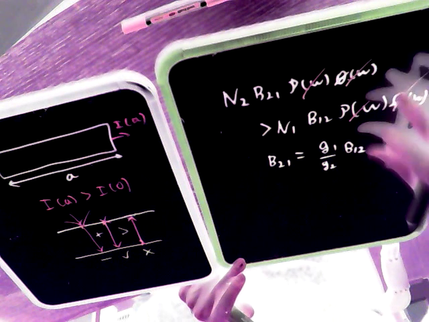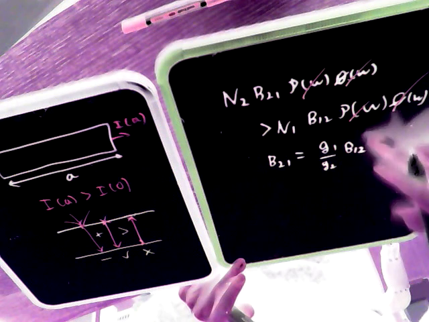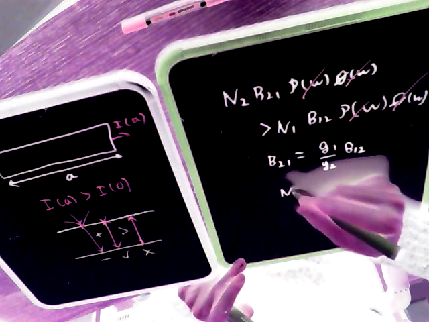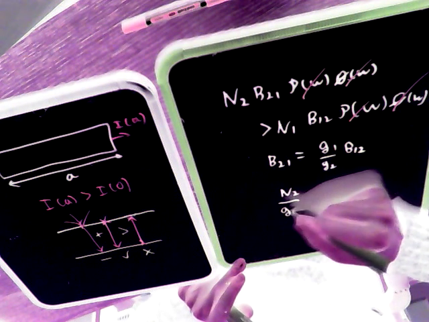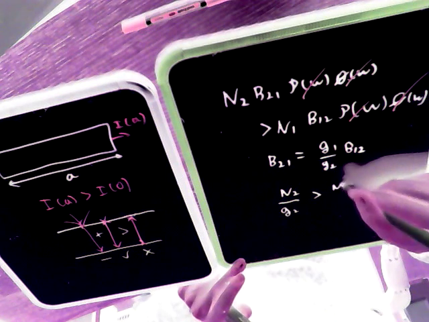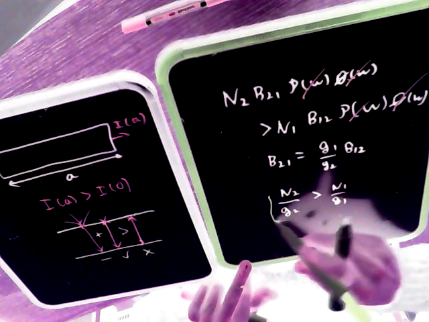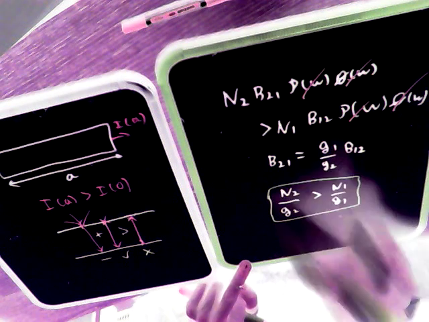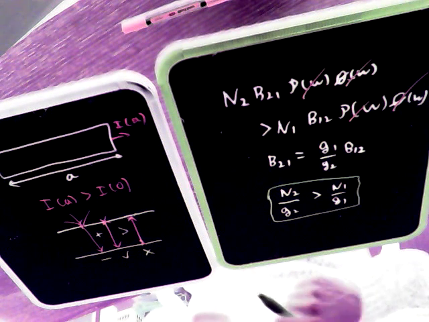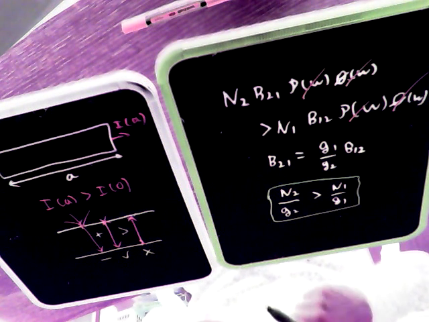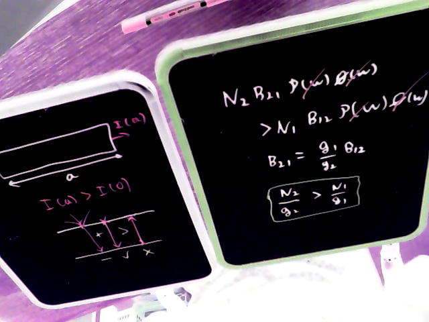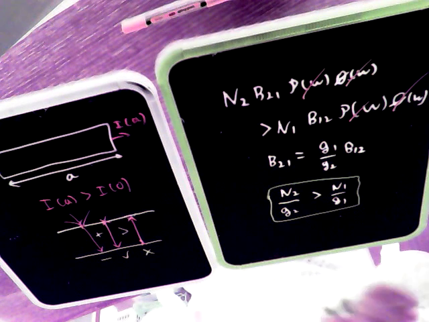If we sub this into here and divide through by G1 over B12, we get that N2 over G2 must be bigger than N1 over G1. So that is the condition for a laser. Well, it's a sufficient condition. Sorry, no, it's a necessary condition. It's not sufficient because you may have losses and other things going on.